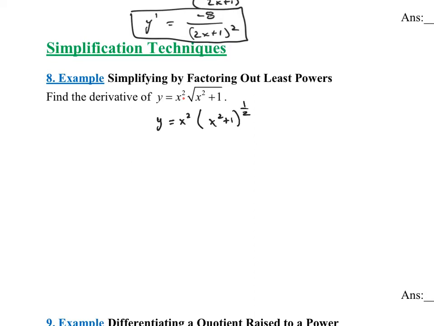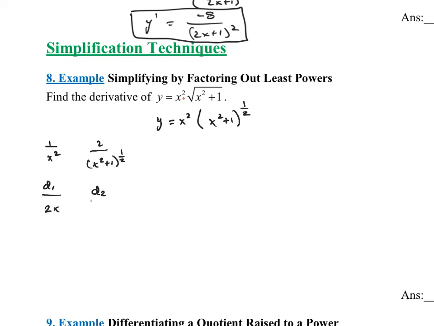So we actually have to use the product rule. So this is the type of problem that I'd put on the test, and I'd say find the derivative of this because I know you have to use the product rule. So let's look at this again. What's our first function? Our first function is x squared. The derivative of the first function would be, well, the derivative of x squared is 2x. The second function is x squared plus 1 raised to the 1/2.